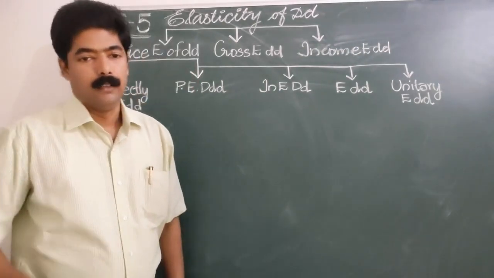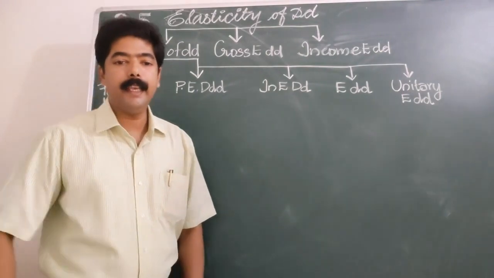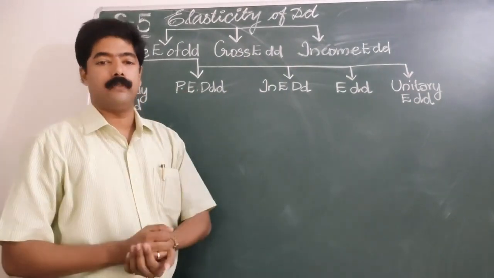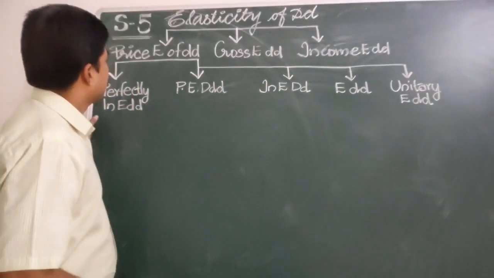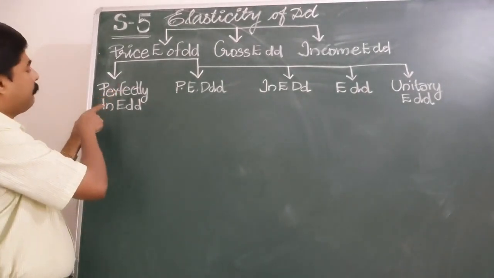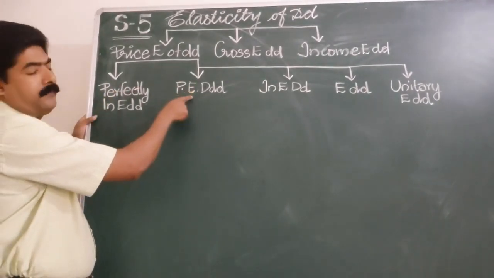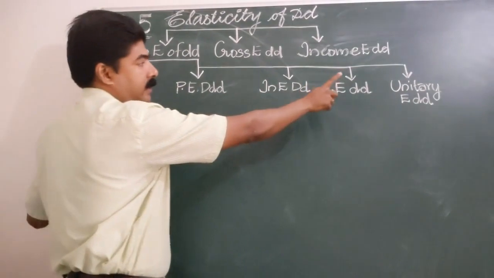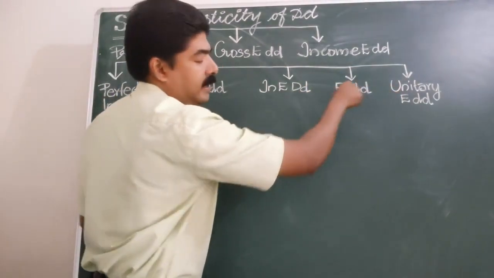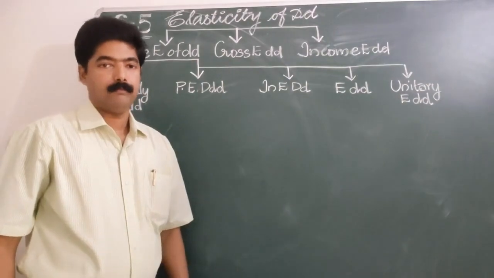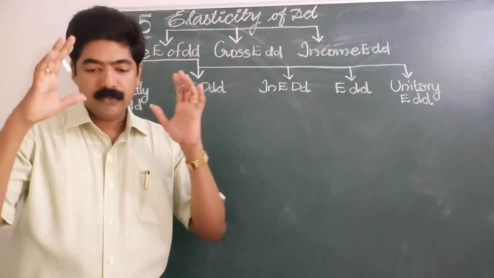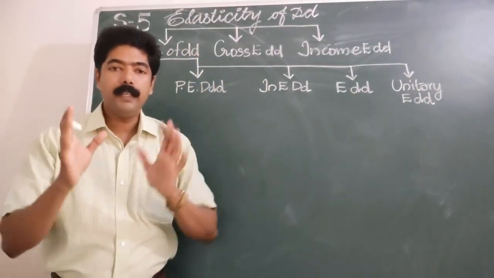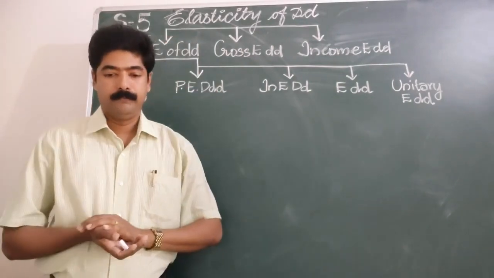There are 5 types, or degrees, of price elasticity of demand: perfectly inelastic demand, perfectly elastic demand, inelastic demand, elastic demand, and unitary elastic demand. These 5 types of price elasticity of demand give 5 different numerical values too.